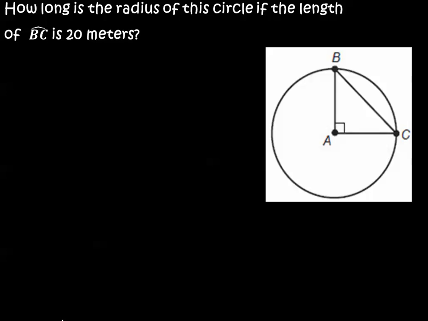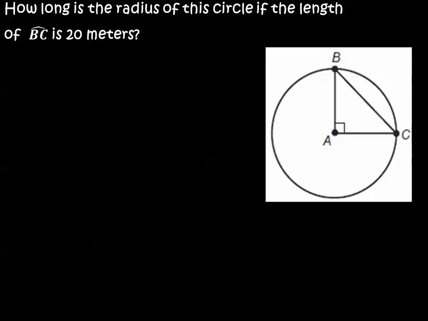It says, how long is the radius of this circle if the length of arc BC is 20 meters? I don't think that is supposed to be arc, is it? I think I even went back and looked. No, I remember now. They actually had it as a segment when it should have been the arc. There, I went and got myself confused and I already knew what was going on.